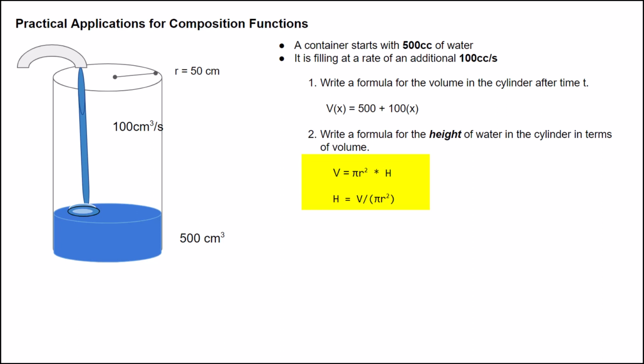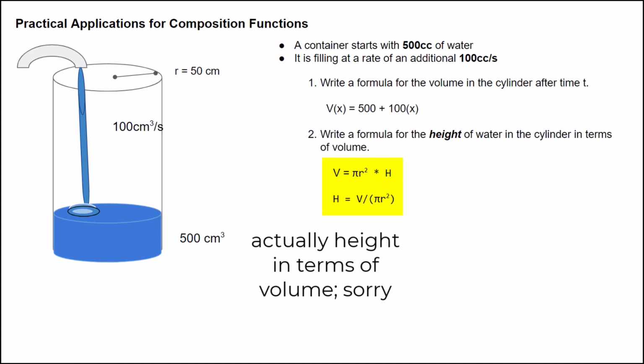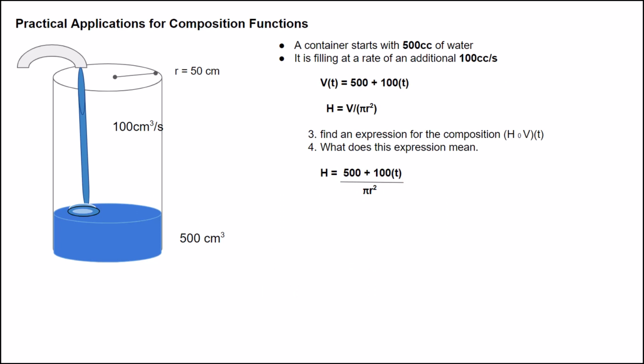We've already found a function for the volume in a cylinder after time t, and we have a formula for the volume of a cylinder as it relates to height. So what are the two common variables between these two equations? Well, it's the volume, right? And what we're trying to find from the volume, which we can calculate, is the height. So if we divide both sides of this equation by pi r squared, then we get height in terms of volume. So we have height is equal to volume divided by pi r squared. I think you get an idea of where this is going.